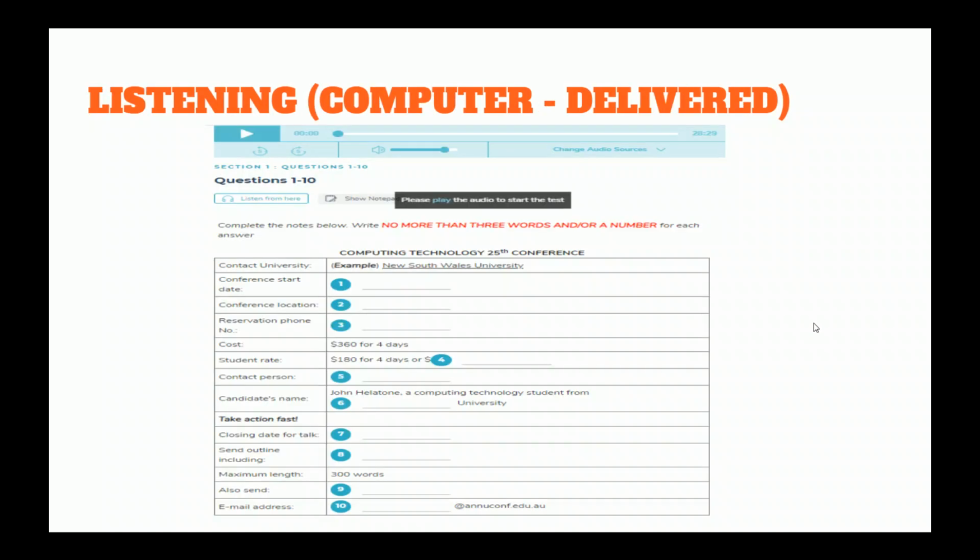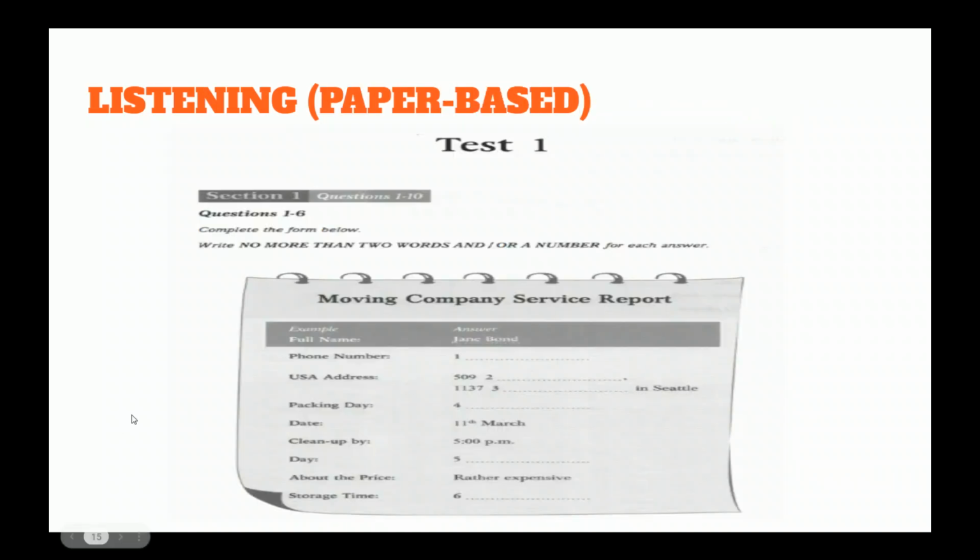Okay, now what about the listening? In the computer delivered examination, this is exactly how it looks like, and you can write directly in these spaces right here. This is also how it looks like for the paper-based examination. Just take note that for the listening examination, you only get to hear the questions once.